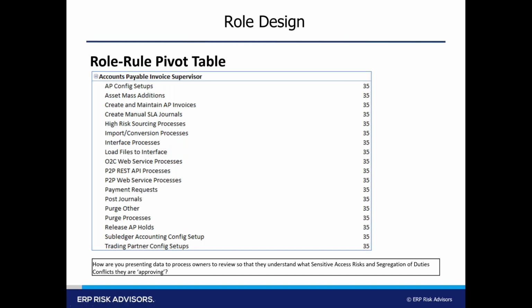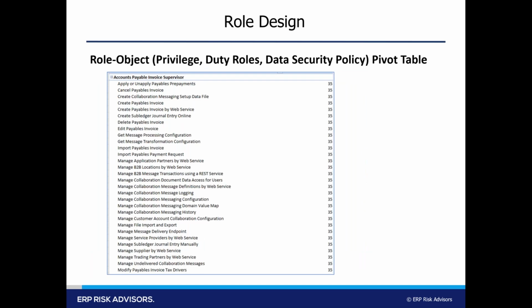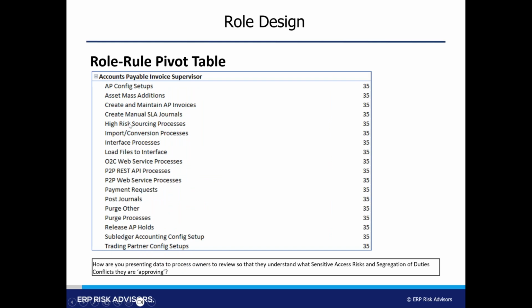Our responsibility as your partner in this is to help you understand what those abilities are, either at the rule level here, or if you really want to know the details, we'll help you understand the privileges. So this is the privilege view of that role. And this privilege down here, manage subledger journal entry manually, is the privilege that is rolled up into this create manual SLA journal entries function.